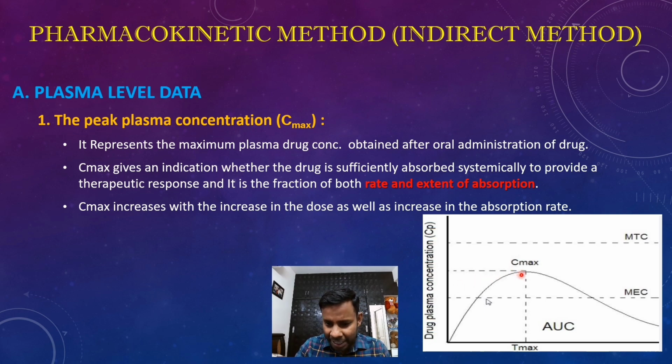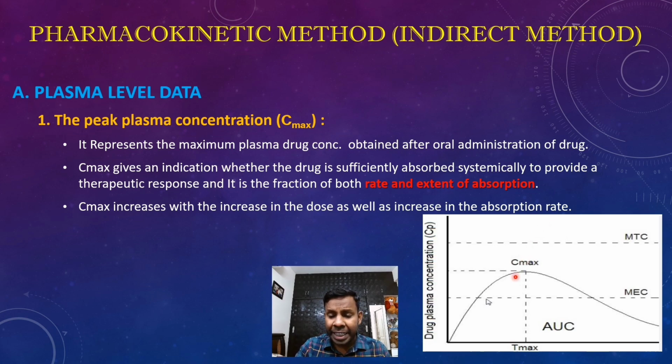How? This is the MEC, minimum effective concentration, and this is MTC or MSC, maximum safe concentration or minimum toxic concentration. So if this Cmax level is between this MEC and MSC, then it is therapeutically good, it is therapeutically active, because if this level is below MEC level, below minimum level, then there will not be any drug action. Similarly, if this Cmax point is above MSC point or MTC point, then there will be the toxic effect.